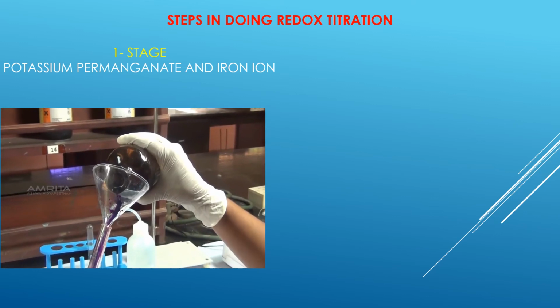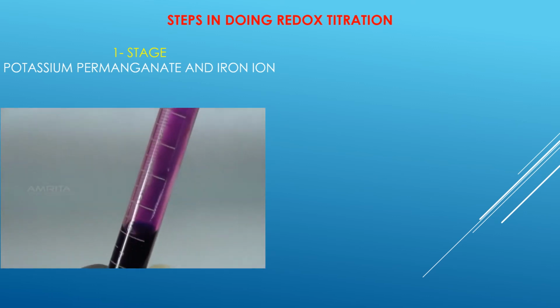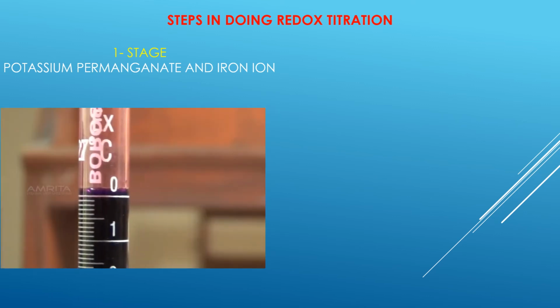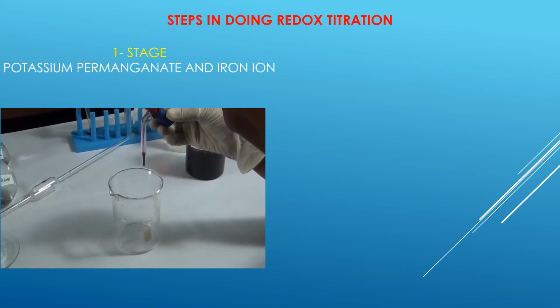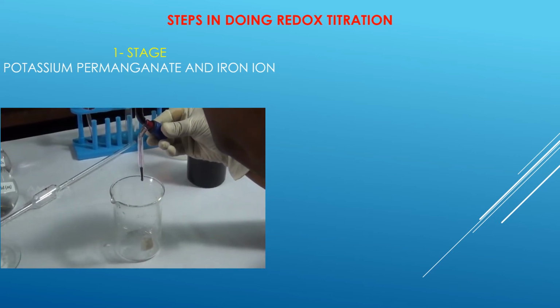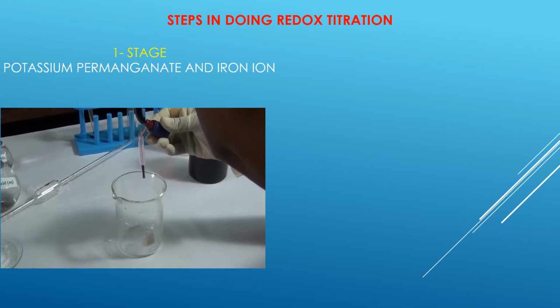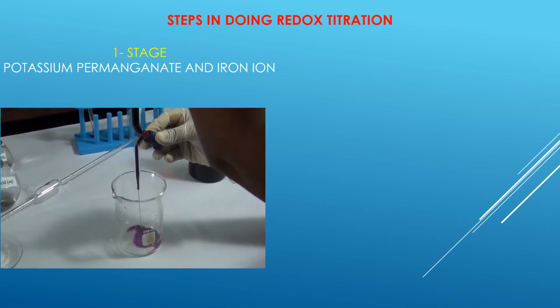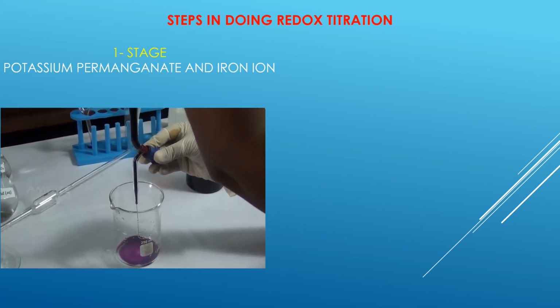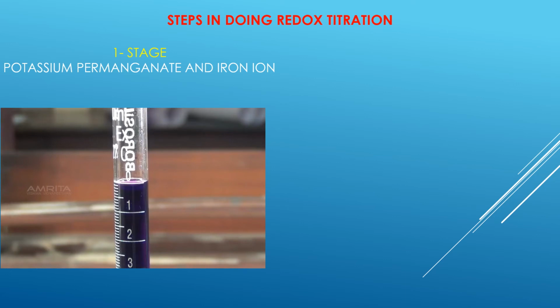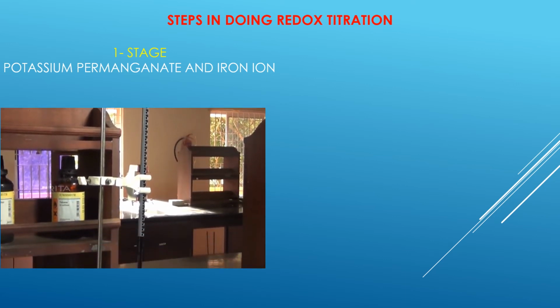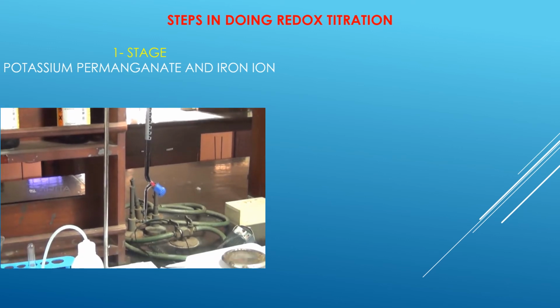Use the funnel to fill the burette with potassium permanganate solution to just above the 0 mark. Take the beaker and place it below the burette and slowly open the stopcock so that potassium permanganate is allowed to run out into the beaker and set the initial burette reading as 0. Clamp the burette vertically in the burette stand.